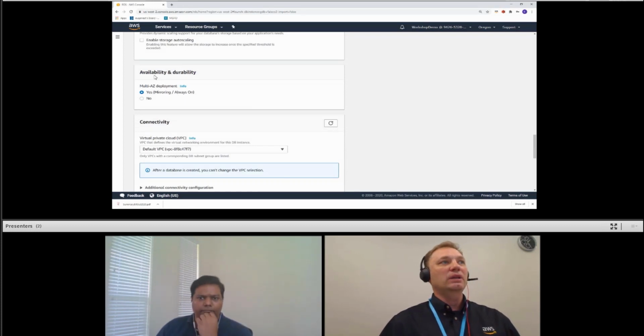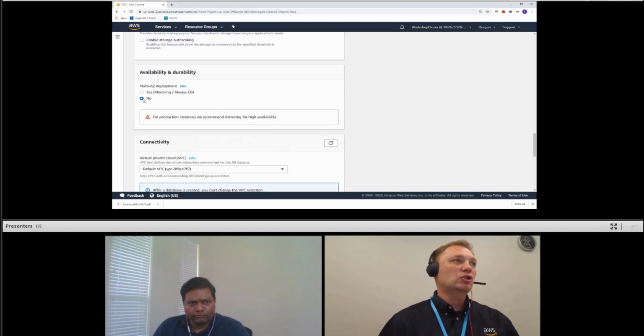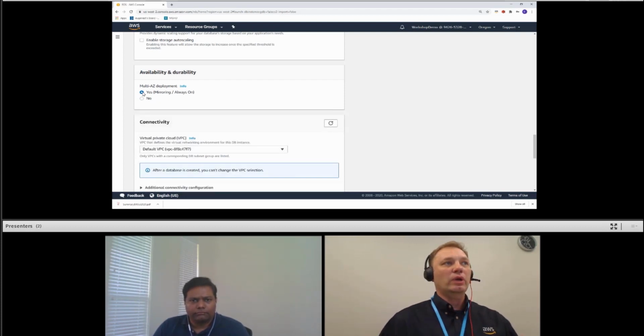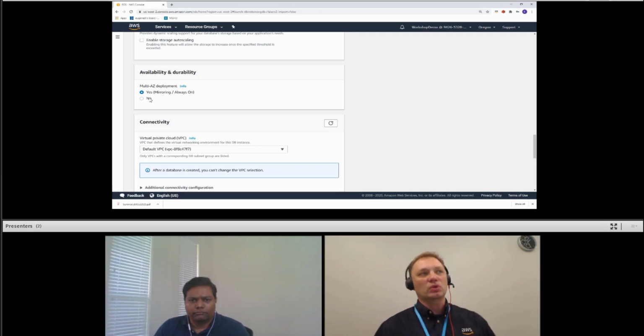Here we're coming up on availability and durability. This is a very important feature of RDS, arguably maybe the most important, depending on your situation. We're going to spend some time on it later, but jumping ahead, essentially if you select no, we're going to deploy a single standalone server in one of the availability zones. If you click yes, we're going to deploy not only the primary, but also a synchronous hot standby in another availability zone.